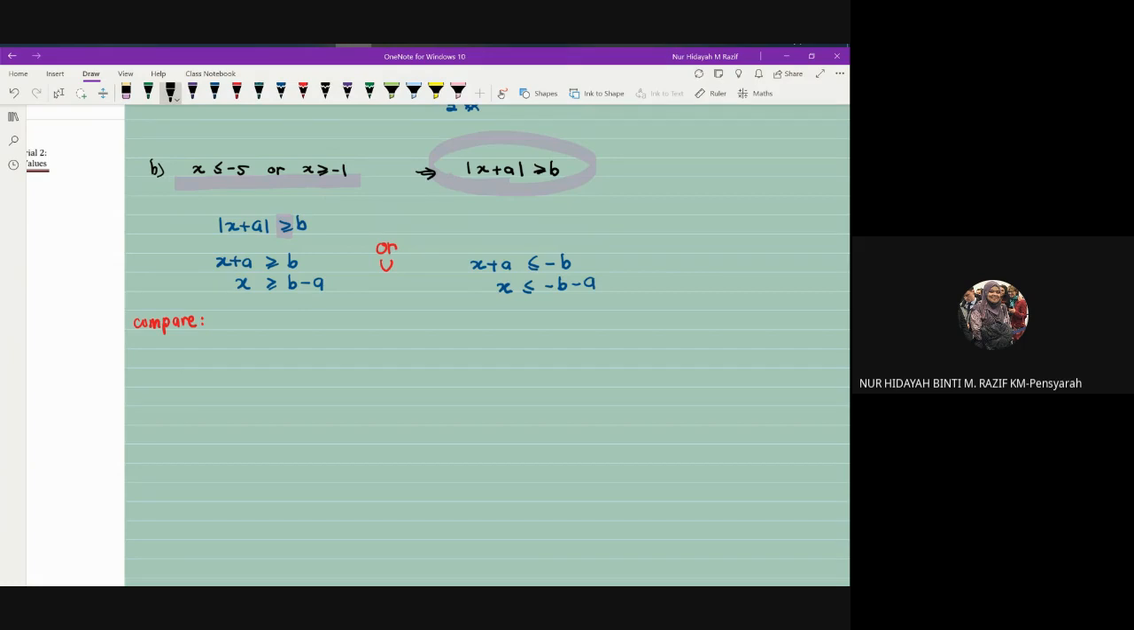So jangan salah tulis simbol, mesti letak di tempat yang betul. X less than equal to negative 5, X greater than equal to negative 1. So by comparison, I now have B minus A nilai dia mesti negative 1 and negative B minus A nilai dia mesti negative 5. So from there, I now have simultaneous equation.